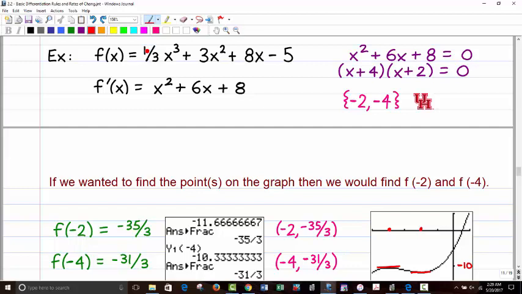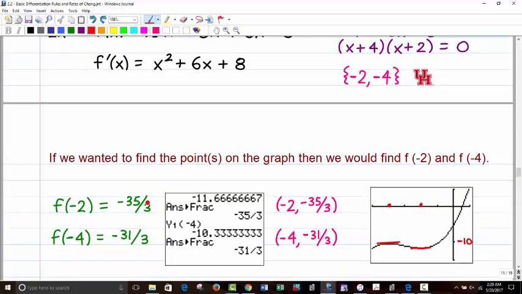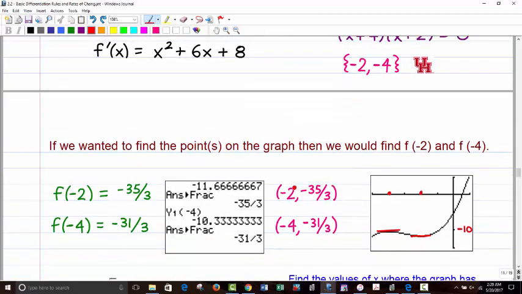F of x gives you y. Put in -2, and you end up with -35 over 3. And you put in -4, and you get -31 over 3. So those are the actual point coordinates. You see the y values are kind of close to each other. And there's -2, there's -4, and then you see the horizontal tangent lines.